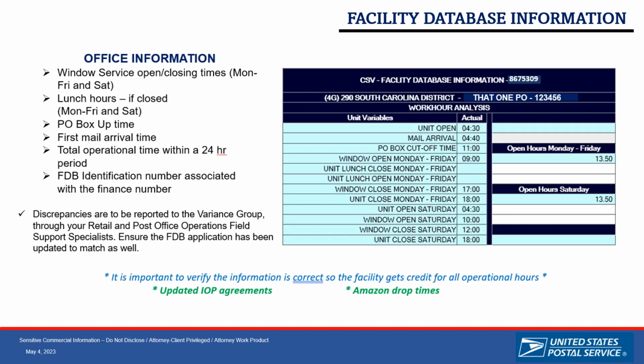At the top of the screen, you can also see the FDB identification number that's associated with the finance number. So if you go into the FDB program, you can research that number and come up with the same facility as well. If you have discrepancies with this, you need to contact your field operations support specialist to get assistance in updating this, and you also want to make sure it's updated in the FDB application.